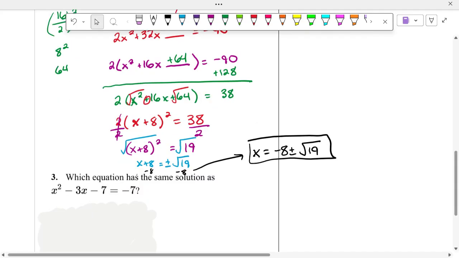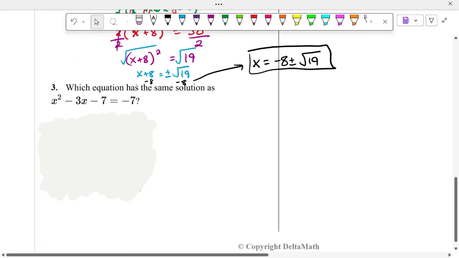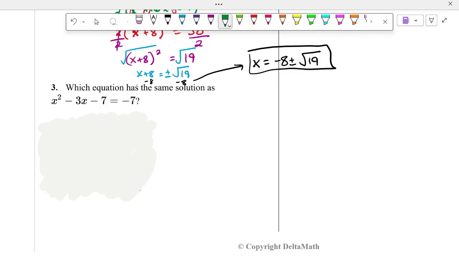Now, this last one, I intended for you to solve it. It used to be a multiple choice problem in Delta Math. I just took away the multiple choice. So now, with completing the square, as long as there's a constant on the other side of the equal sign, you don't necessarily have to get one side equal to 0 to start with.